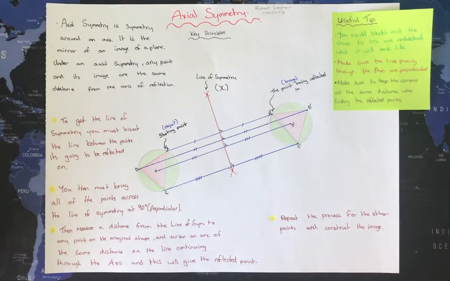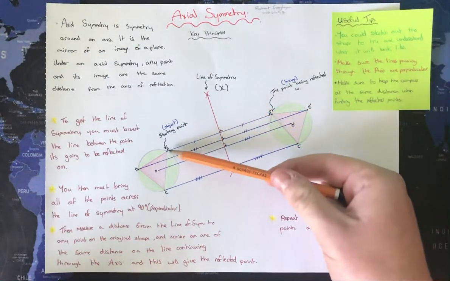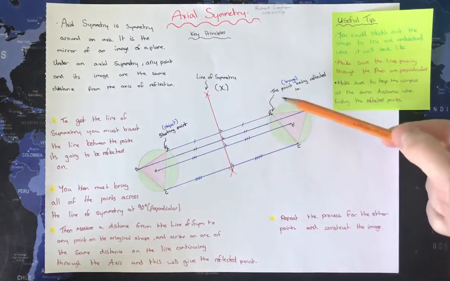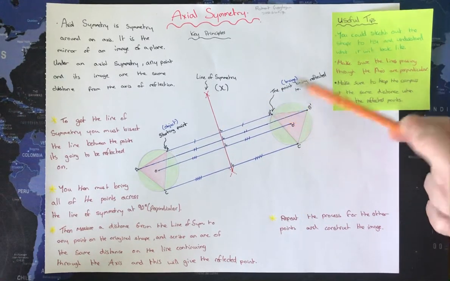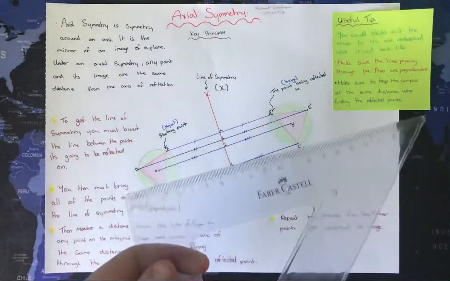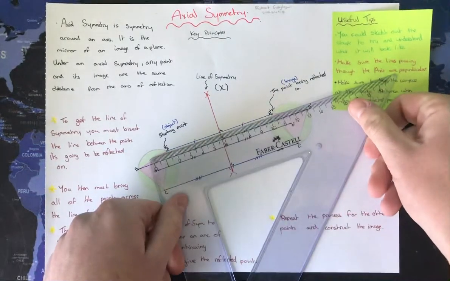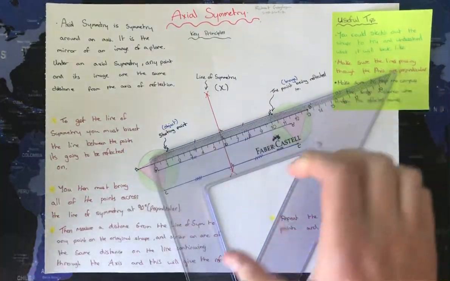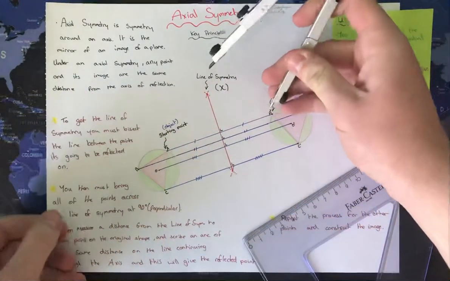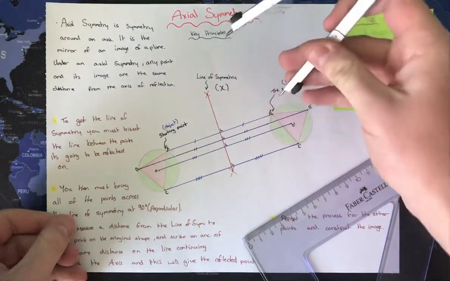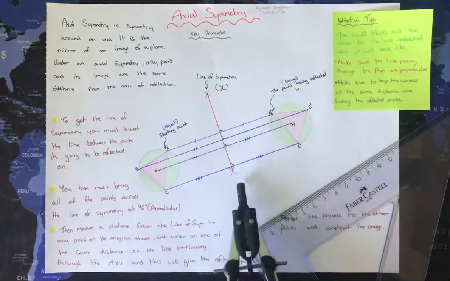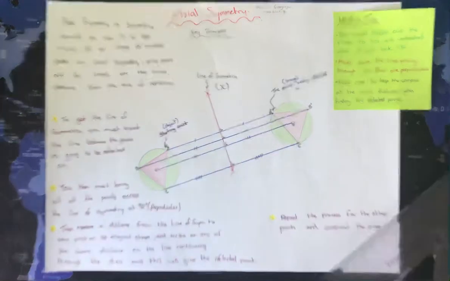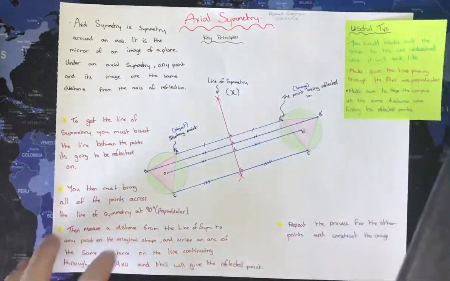To get the line of symmetry, you must bisect the line between the points it's going to be reflected on. So the points that I'm reflecting it on are A, which is my starting point, and A dash, which is going to be my other point. I would join A to A dash, then using my compass I would bisect the line to get my line of symmetry. The line of symmetry will be perpendicular to the line A A dash.